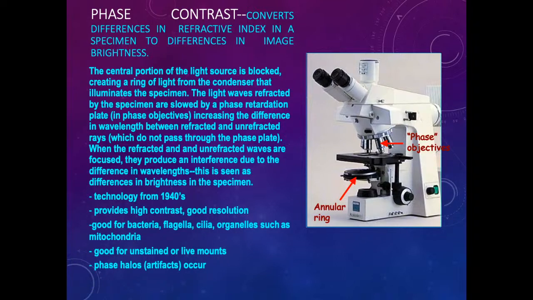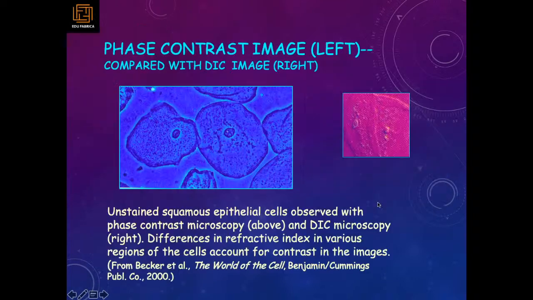Here is the annular ring, and this is the phase objective on top. So this is phase contrast, and the images here, on the left-hand side, are unstained squamous epithelial cells, your skin cells, observed with phase contrast microscopy, and on the right-hand side is DIC. We will discuss this microscopy later, maybe tomorrow.